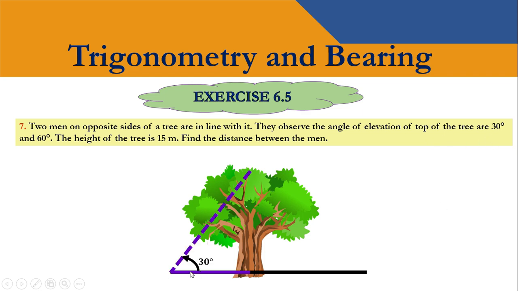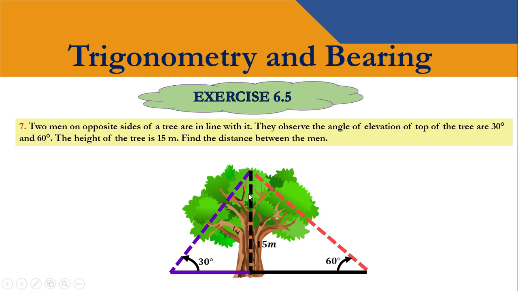So the first man observes the angle of elevation to the top of the tree is 30 degrees, and the second man observes that from his position the angle of elevation to the top of the tree is 60 degrees, and further we know that the height of the tree is 15 meters. Find the distance between the men. We have to find the distance between these two men.